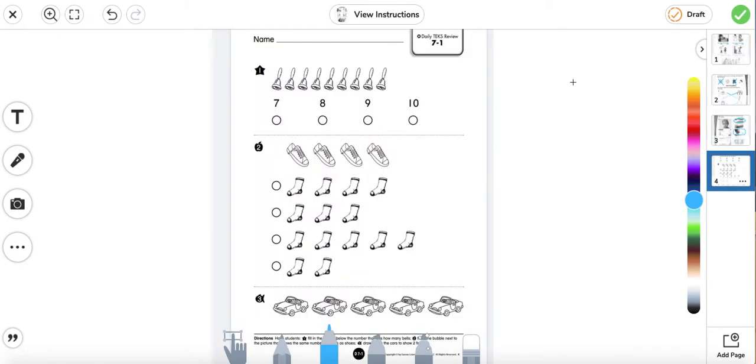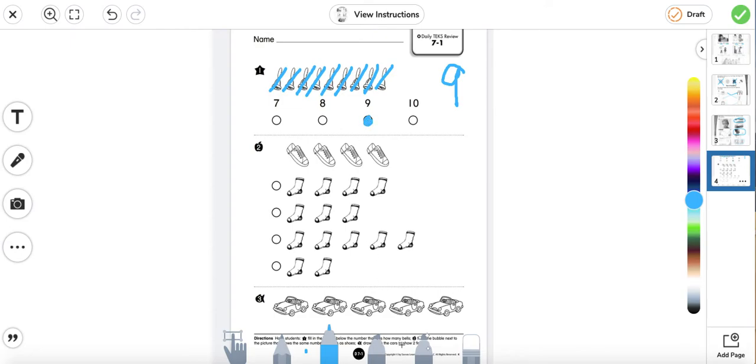For math, we will be reviewing joining and addition. Okay, so for number 1, we're going to fill in the bubble below the number that tells how many bells we have in all. So let's count. 1, 2, 3, 4, 5, 6, 7, 8, 9. We have 9 bells in all. So we're going to go ahead and bubble it in.